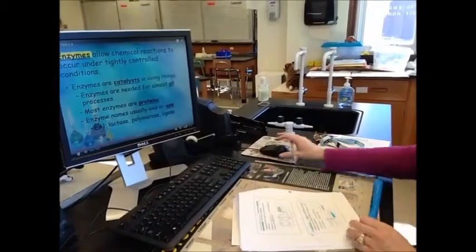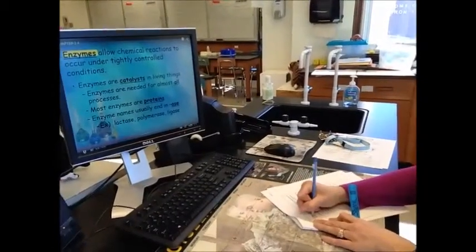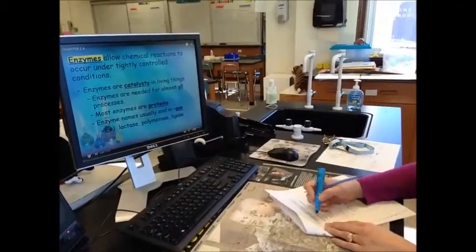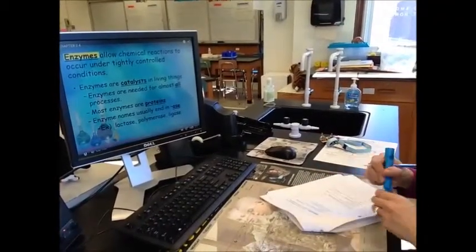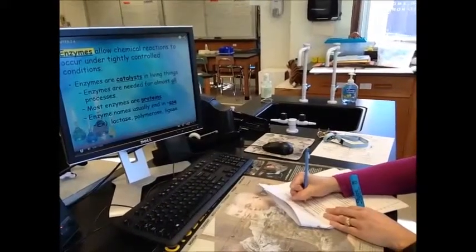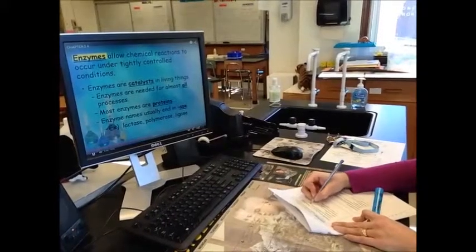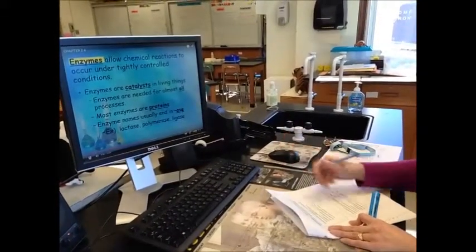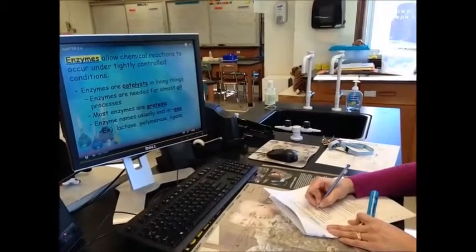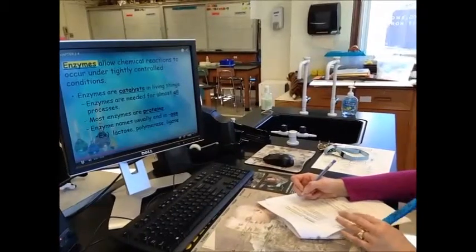Okay, I'm going to highlight that so I can pay attention. Enzymes are types of catalysts. Enzymes are biological catalysts. Enzymes are catalysts that are going to be found inside our bodies, and they allow chemical reactions to occur under very controlled conditions. So enzymes, like I said, are catalysts in living things. They are needed for almost every single process that occurs in your body. If you did not have enzymes inside your body, you wouldn't be alive.